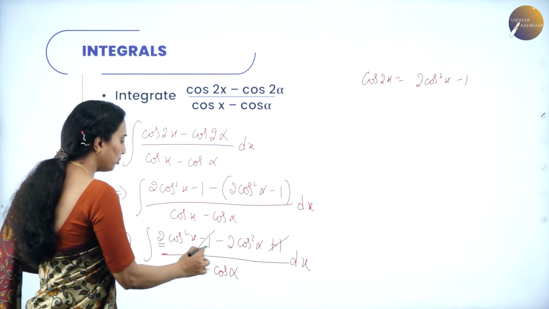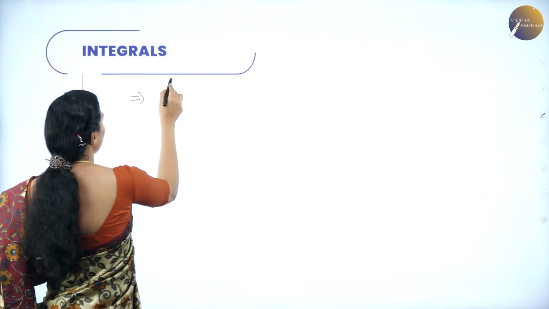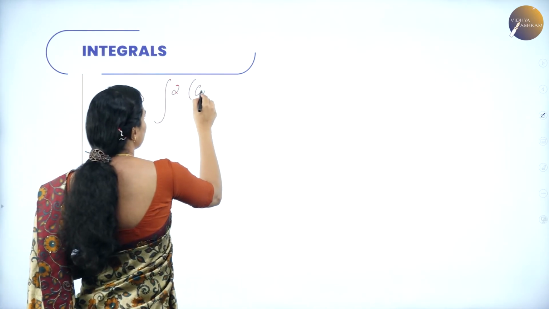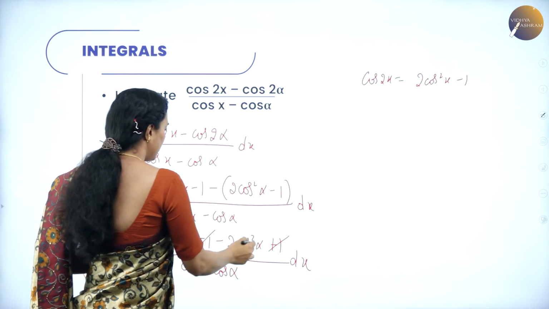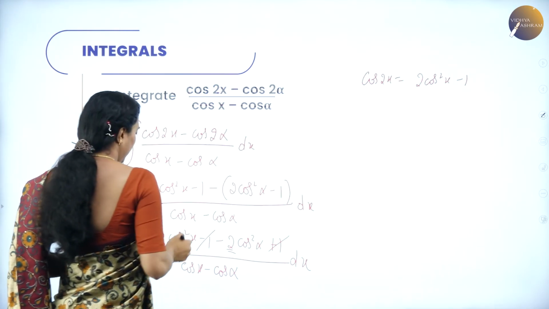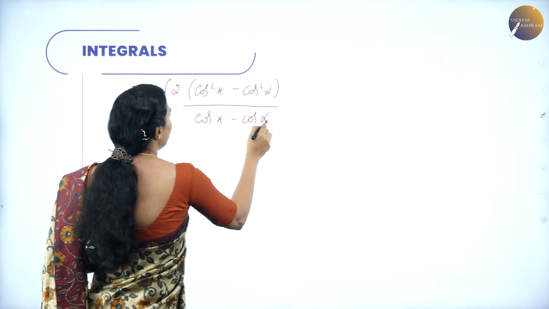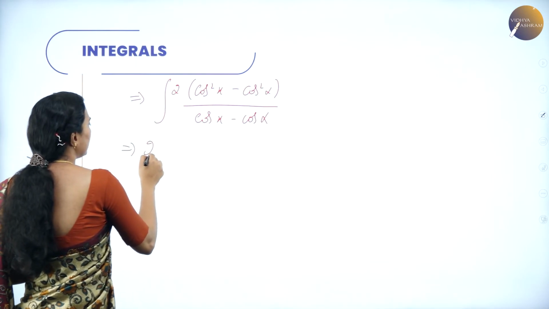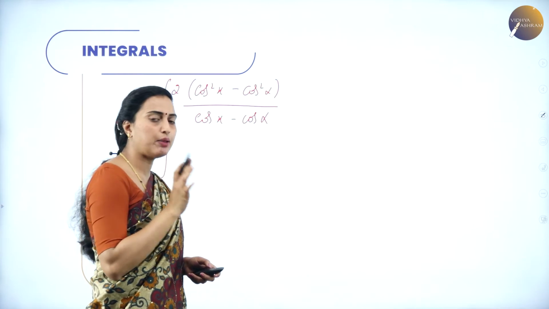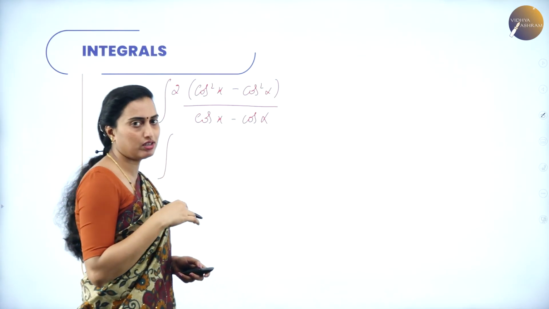Now you can take 2 common factor from the numerator. If you take 2 common factor from the numerator, you are getting 2 into cos squared x minus cos squared alpha, correct? Divided by denominator cos x minus cos alpha. You can have again 2 as outside the integral. This is according to a squared minus b squared, which is a plus b into a minus b. A replaces cos x, b replaces cos alpha.